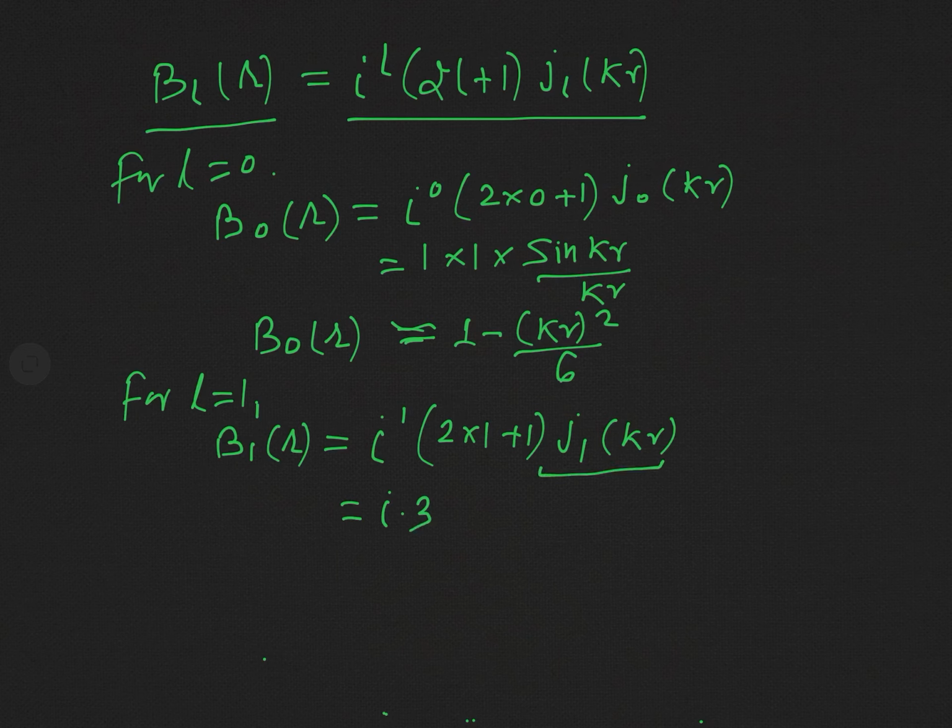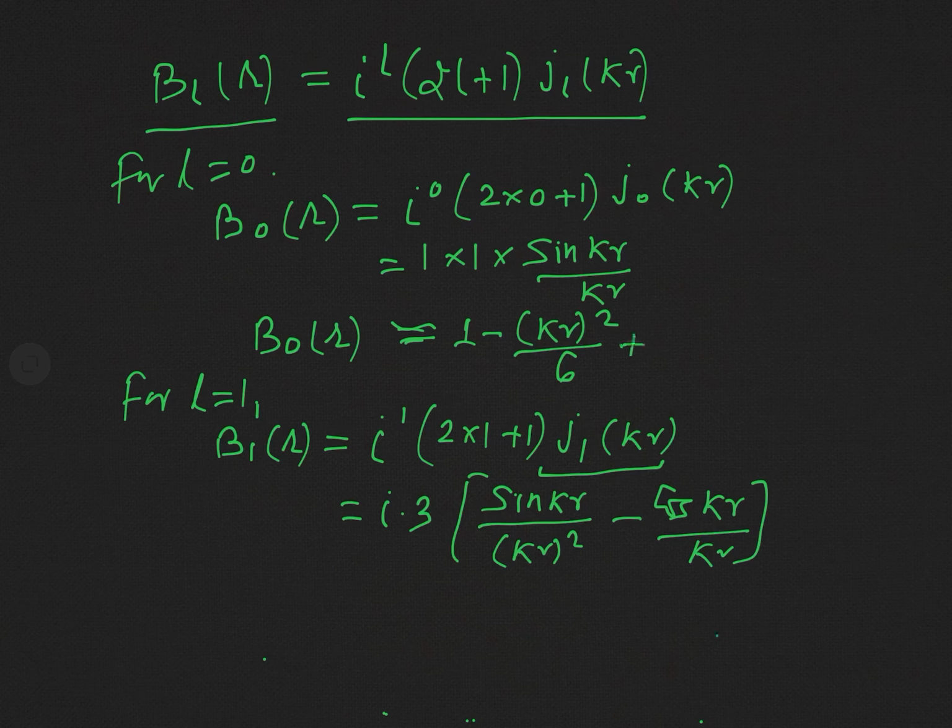I have just mentioned the value of this Bessel function J1 of KR. This is actually sin KR divided by (KR) square minus cos KR divided by KR. And here there will be other higher power terms, but I have mentioned only the first two terms, so let us write here so on.